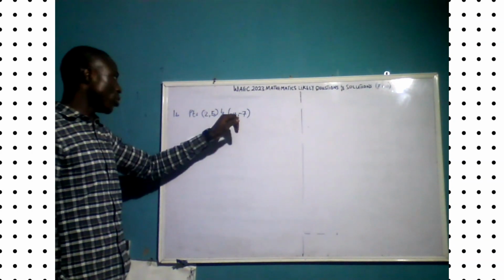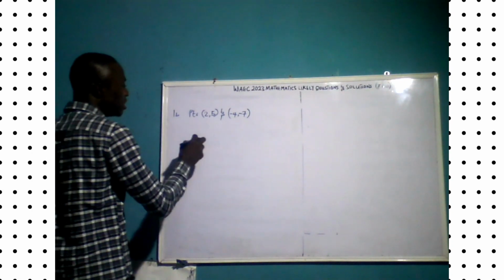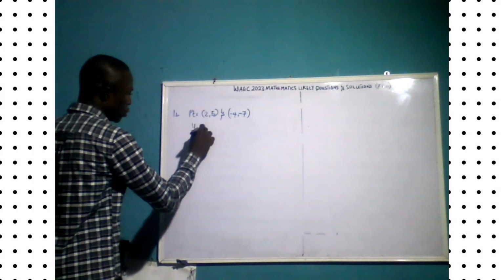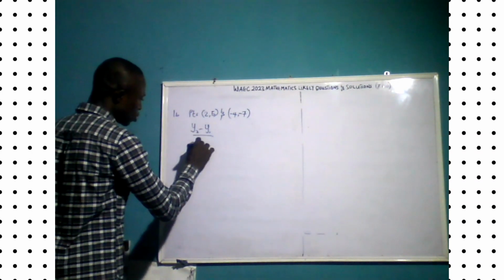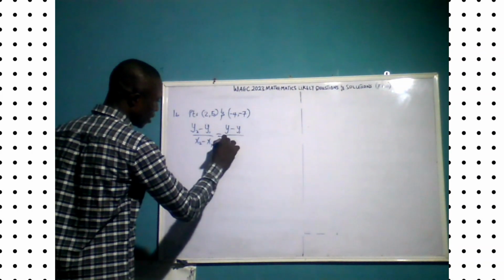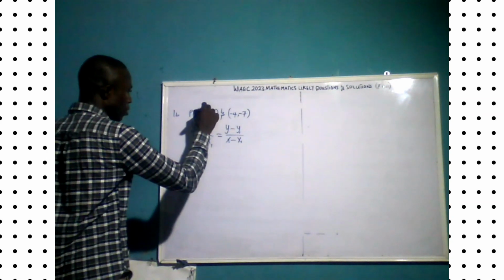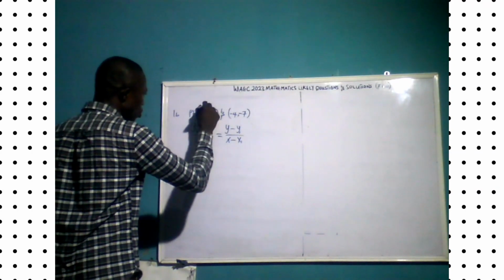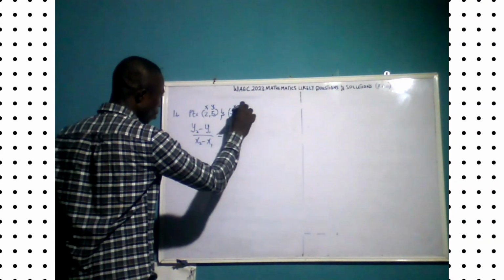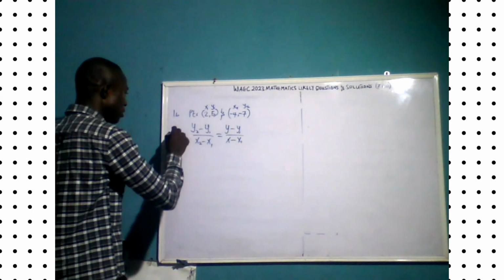Now, question number 1b, we have to find the equation of the line that passes through the points (2, 5) and (2, minus 4, minus 7). The formula for finding the equation of a line given 2 points is (y2 minus y1) over (x2 minus x1) equals (y minus y1) over (x minus x1). This is x1, this is y1, this is x2, this is y2. Just substitute into this formula, and straight away you have the equation of the line.